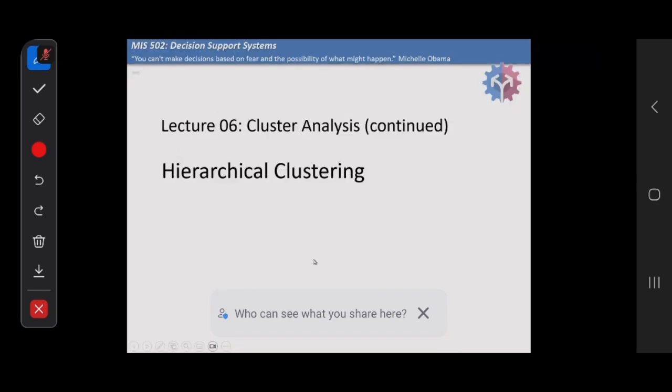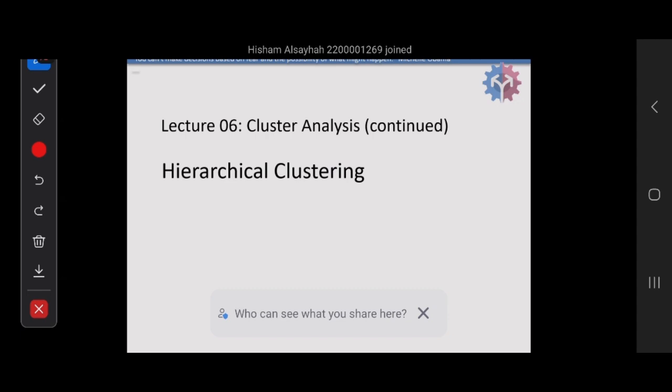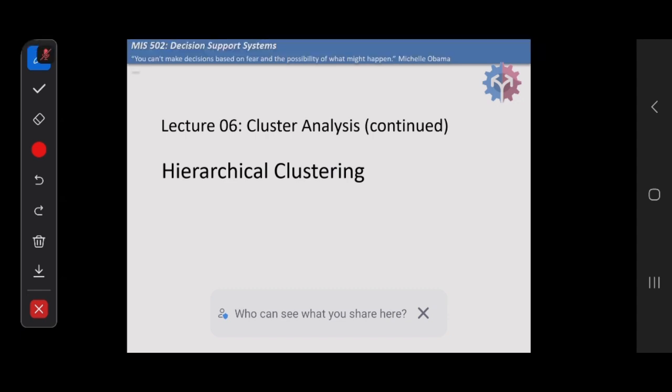Okay, so what we will be doing is hierarchical clustering, and this is the last type of clustering we'll be doing. After that, the topic within clustering is not about a new technique, but rather how we are going to deal with different kinds of data other than numeric data. Okay, we will start here, hierarchical clustering.